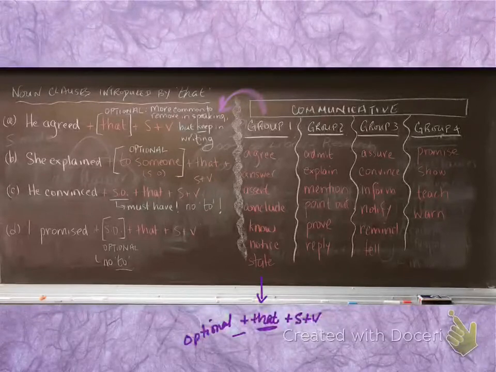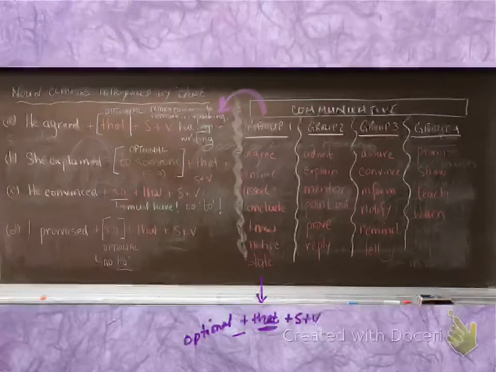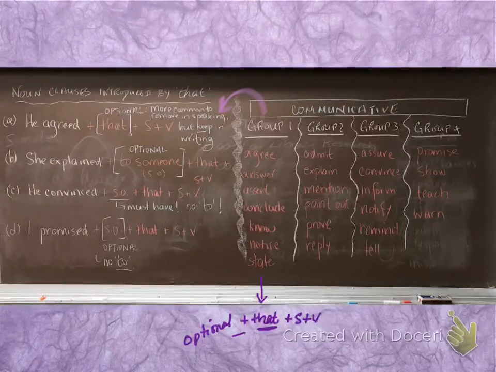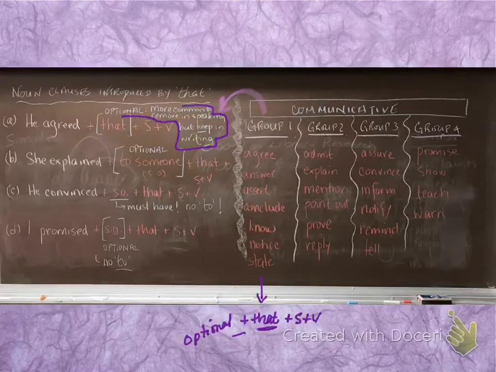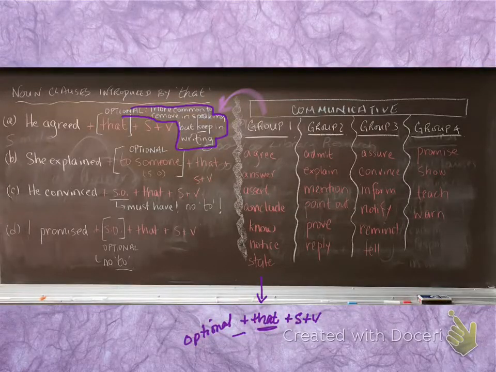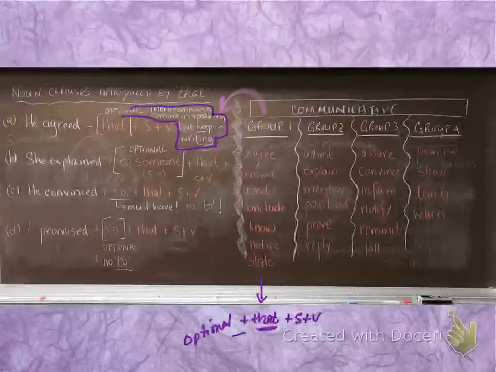Okay? We often leave it out in speaking, but we keep it in writing. And that's what this says here. It's more common to remove it in speaking, but we keep it in writing. We're lazy speakers, but writing gives us a visual clue that there's a clause coming. So it's useful to keep it in writing. Okay? Let's move on to B. She explained to someone that something happened.